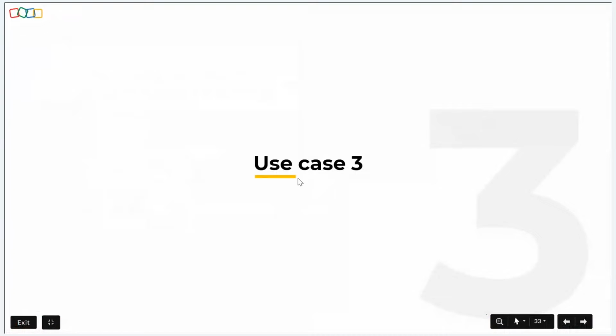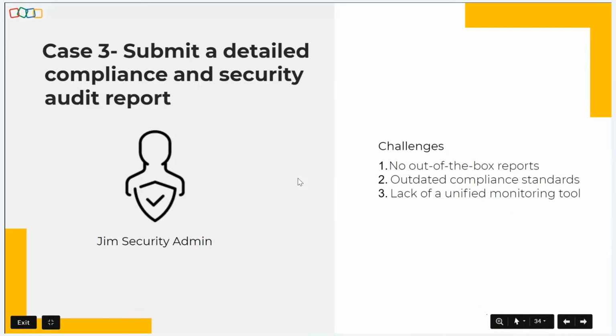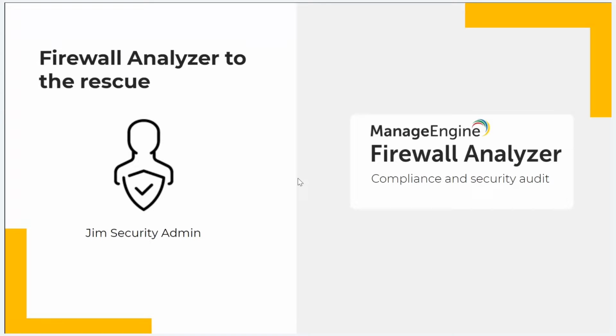Right. So moving on to the third use case. Jim's company needs to be compliant with multiple security standards, but they are falling short on a lot of them. This has affected them so much that they have started losing customers, since their compliance is not up to date. For this very purpose, Jim has been assigned a task to submit a detailed compliance report and a security audit report. Let us look at how Jim utilizes the compliance and security audit section of Firewall Analyzer to resolve this issue.